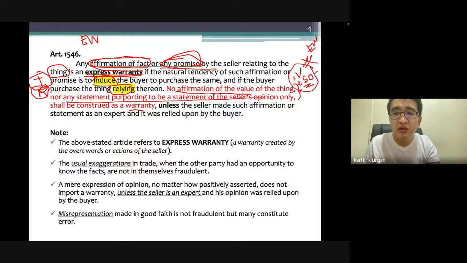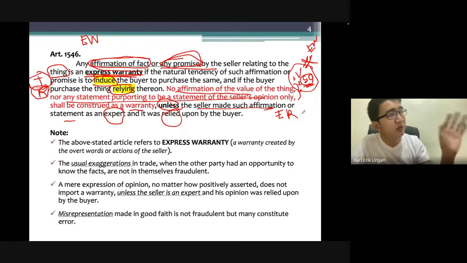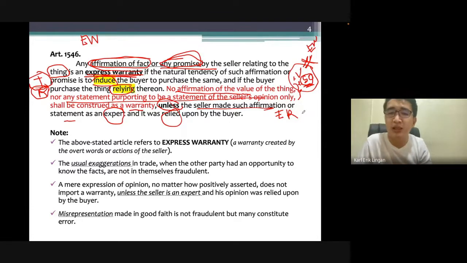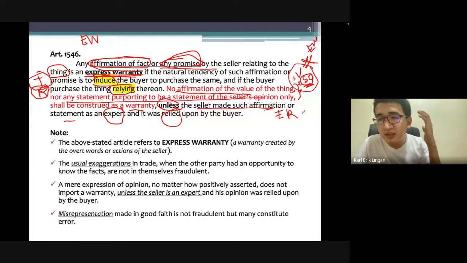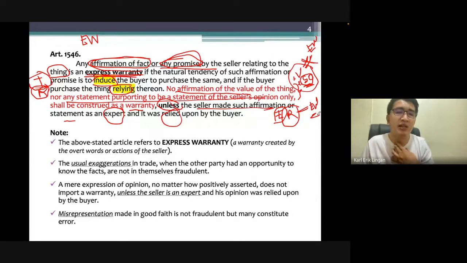Okay? Or, kung hindi naman sa value, pero opinion lang ni seller, okay? Hindi pa rin siya express warranty. Kasi opinion lang naman ni seller yun. Unless, take note guys, unless the seller made such affirmation or statement as an expert and it was relied upon by the buyer. Okay? So, generally, if it's an affirmation of value or seller's opinion, it's not an express warranty unless the seller, in giving that opinion, gave that statement as an expert. Okay? And later on, the buyer relied. That is an express warranty. Okay? I hope that's clear.